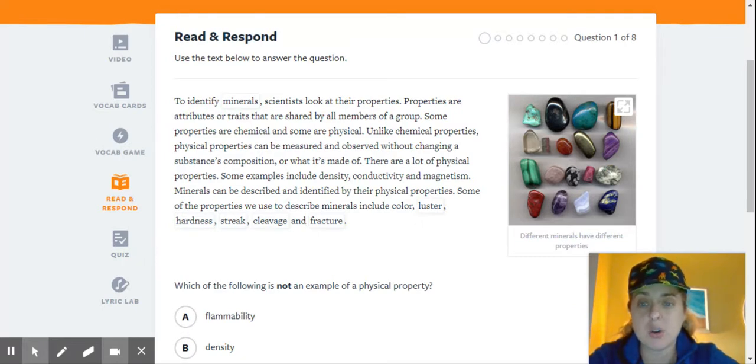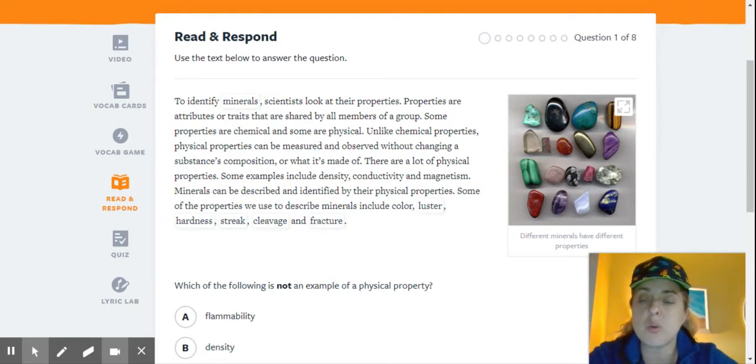To identify minerals, scientists look at their properties. Properties are attributes or traits that are shared by all members of a group. Some properties are chemical and some are physical. Unlike chemical properties, physical properties can be measured and observed without changing a substance's composition or what it's made of.